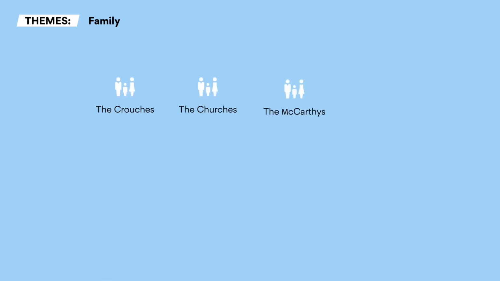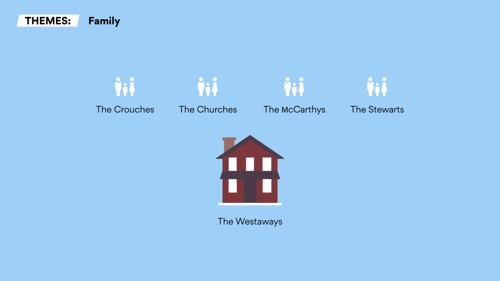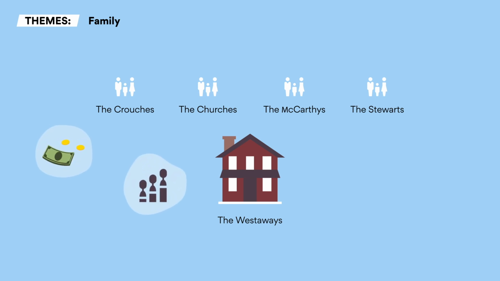Let's talk some themes. Family. The theme of family is a recurring one that develops over time. Jordan's inclusion of other families such as the Crouches, the Churches, the McCarthys, and the Stewarts stands in contrast to the Westoways. The juxtaposition of family life in this way allows the reader to see how such factors like wealth, class, and reputation can affect a family dynamic, especially within the war period.